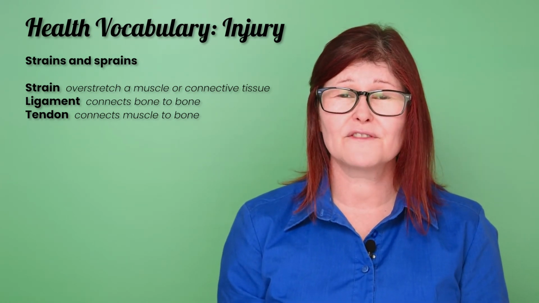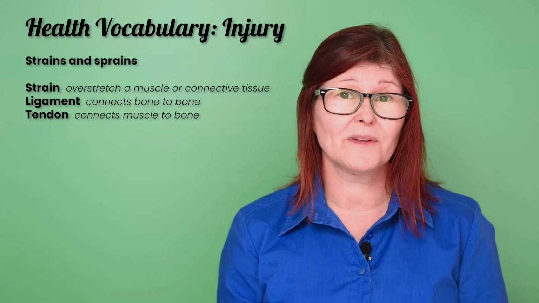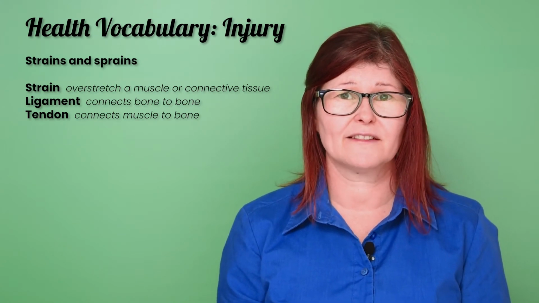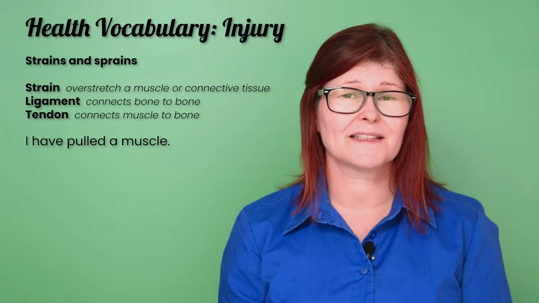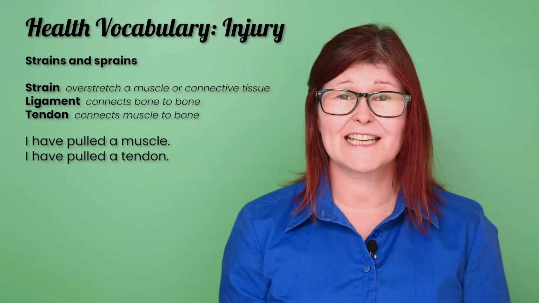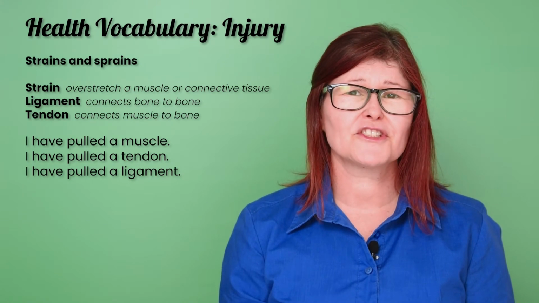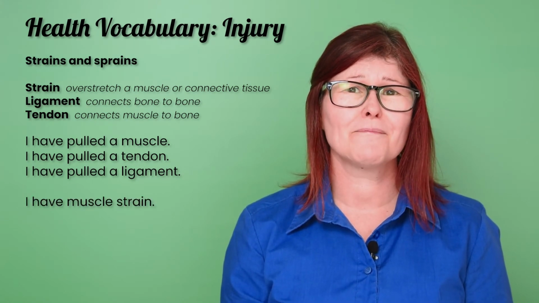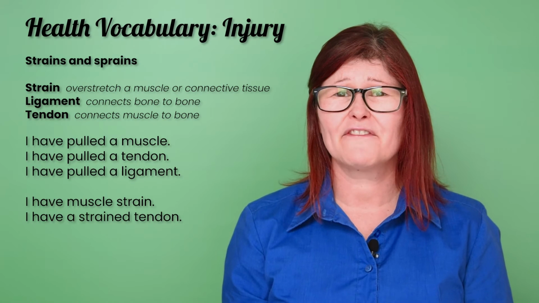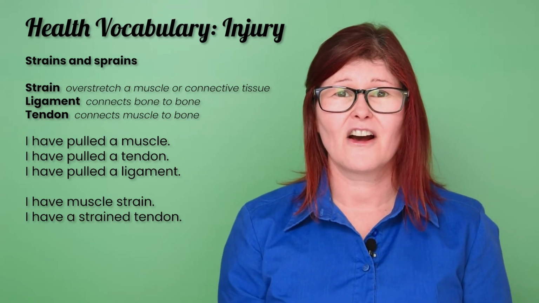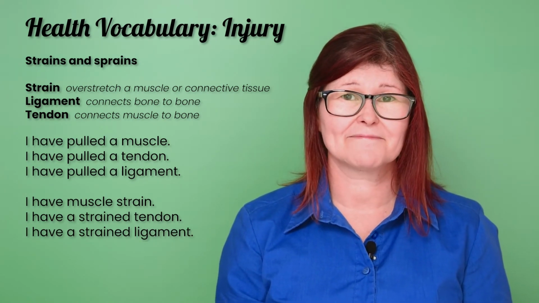We often use the verb pull informally to talk about a strain. I have pulled a muscle. I have pulled a tendon. I have pulled a ligament. Or we can just use strain. I have muscle strain. I have a strained tendon. I have a strained ligament.